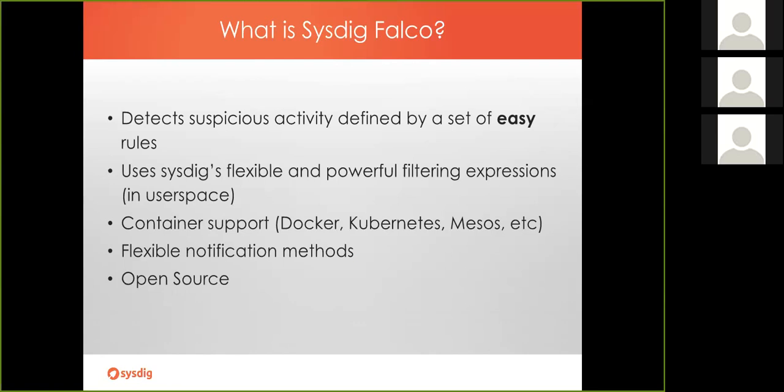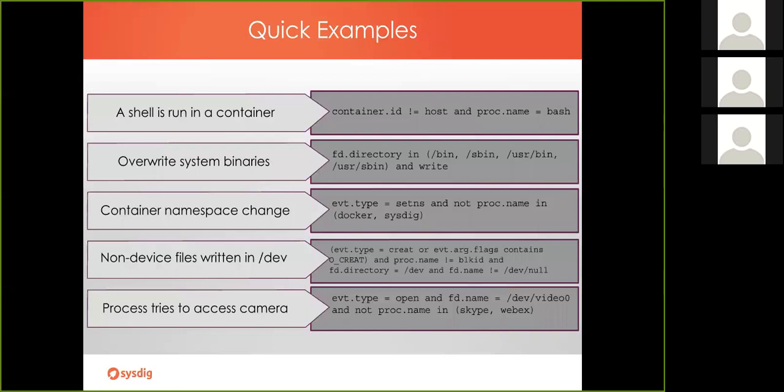We'll see that we can send alerts in multiple ways, and all this technology, this whole project, is fully open source. So we would like to invite you to go to our GitHub repository, a link for that later, and have a look at the source code, contribute some rules, or even contribute some patches and new features to Sysdig Falco. Let me show you a few quick examples of how easy it is to create rules for Sysdig Falco.